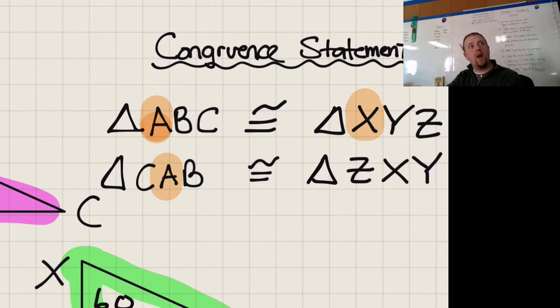Look at where A is in the first one. It's at the beginning. X is at the beginning. And in the second one, A is in the middle. X is in the middle. Yeah, that's kind of neat.